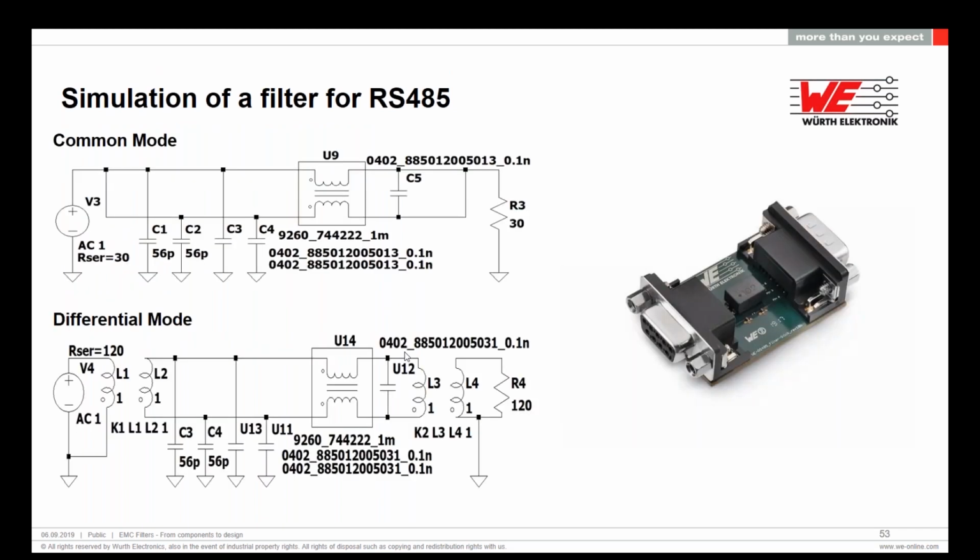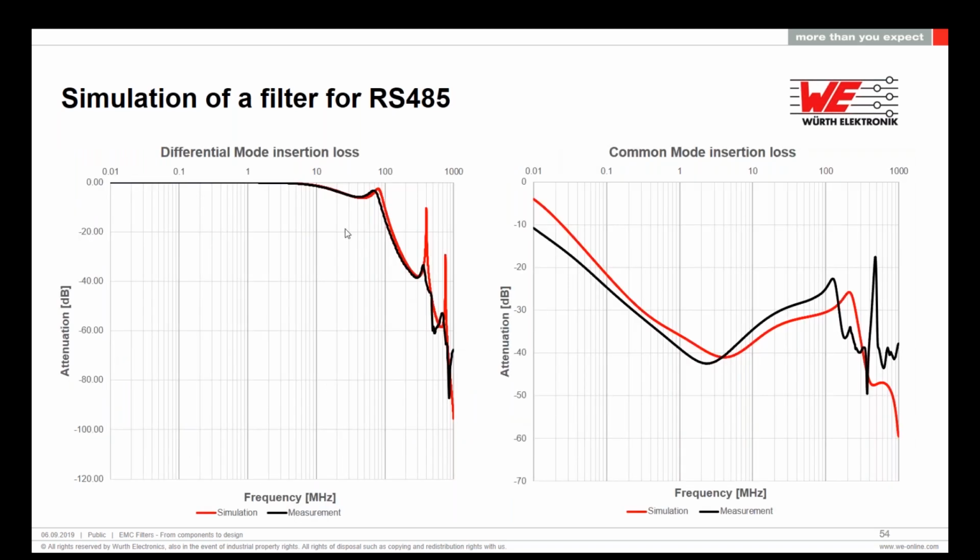If we get into the simulation in more detail, the simulation was done with LTSpice. If you need more information, we will be releasing an app note about this whole filter design. Let us know if you have interest, so we can send you the app note by email as soon as it's released. We made the simulations in common mode here on the top and in differential mode on the bottom, and we compare these simulated values with the measured values.